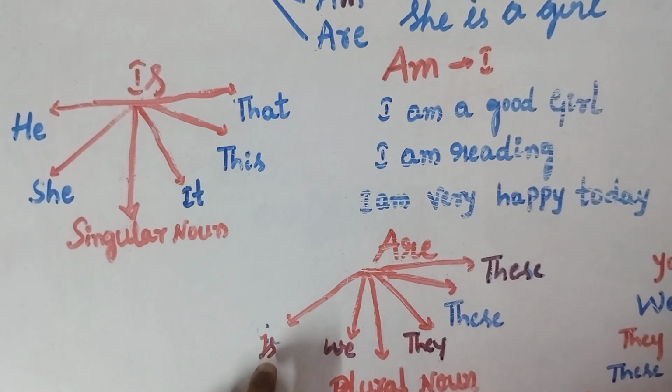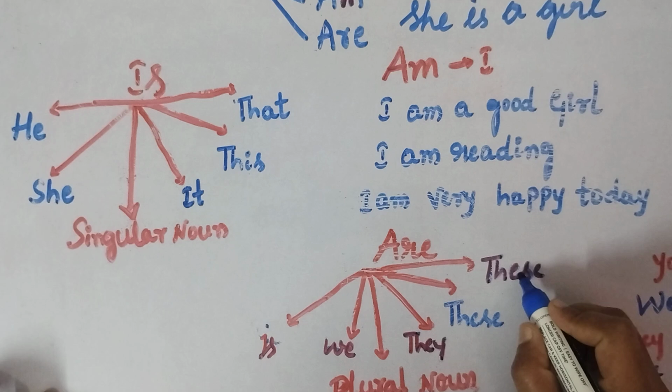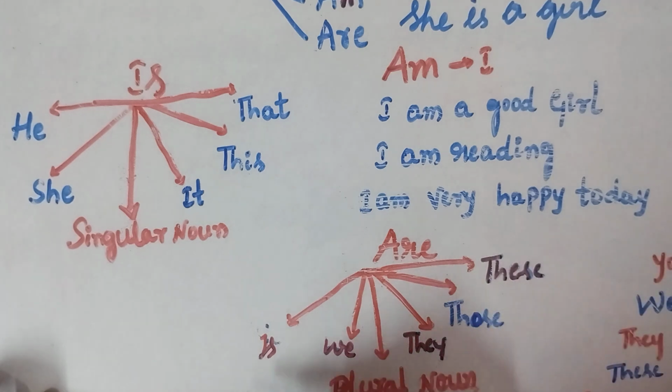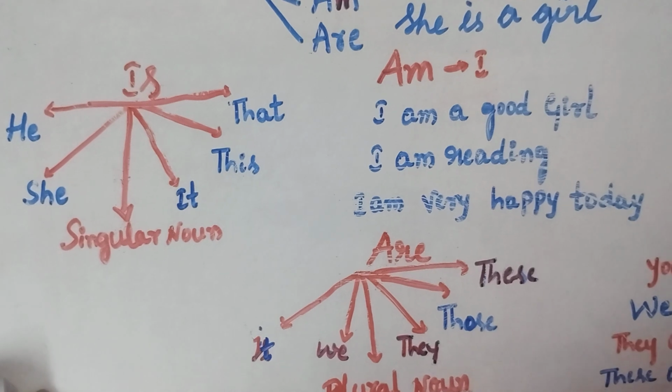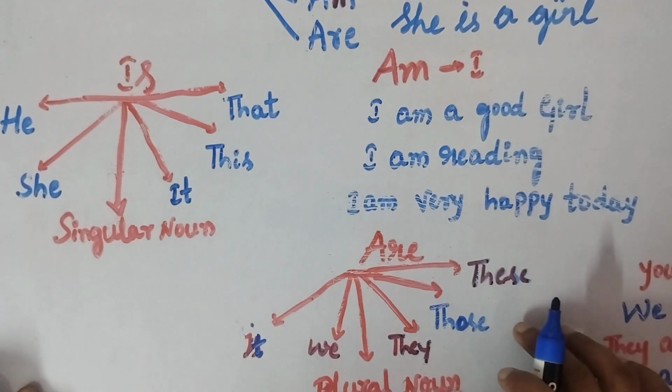We, they, these, those. So, in these places we have to use are. That is, plural nouns. Okay.